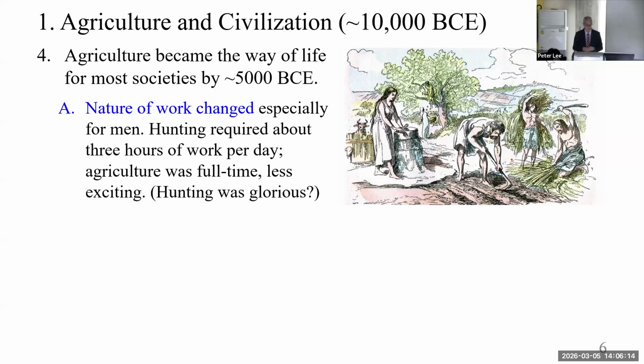Apparently, again, these are, to me, like, how do you know these things? Very speculative, but apparently, hunting required about 3 hours of work per day. Could you imagine having a job today where you work for 3 hours a day? I suppose it's understandable. You walk all day, you go to a place, and then you find some animal trail, right? And then the actual work of hunting would be, you start chasing the animal, you start fighting and killing animals. I'm not sure how they calculate this, but apparently it was about 3 hours of work per day. But agriculture was a full-time job and much less exciting.